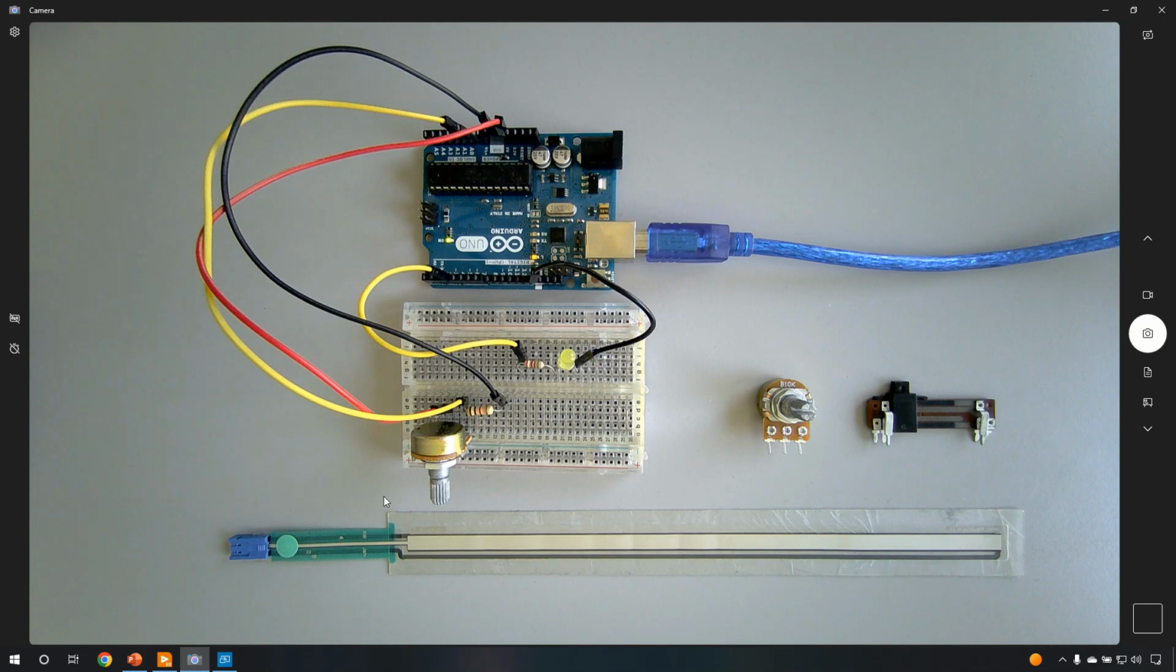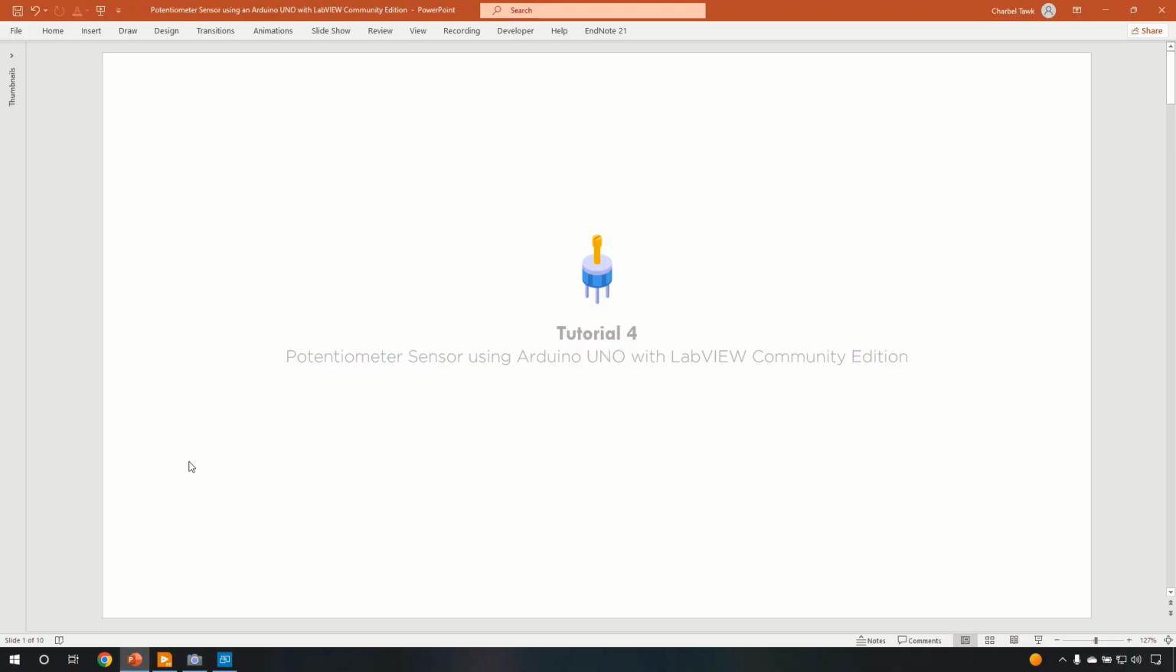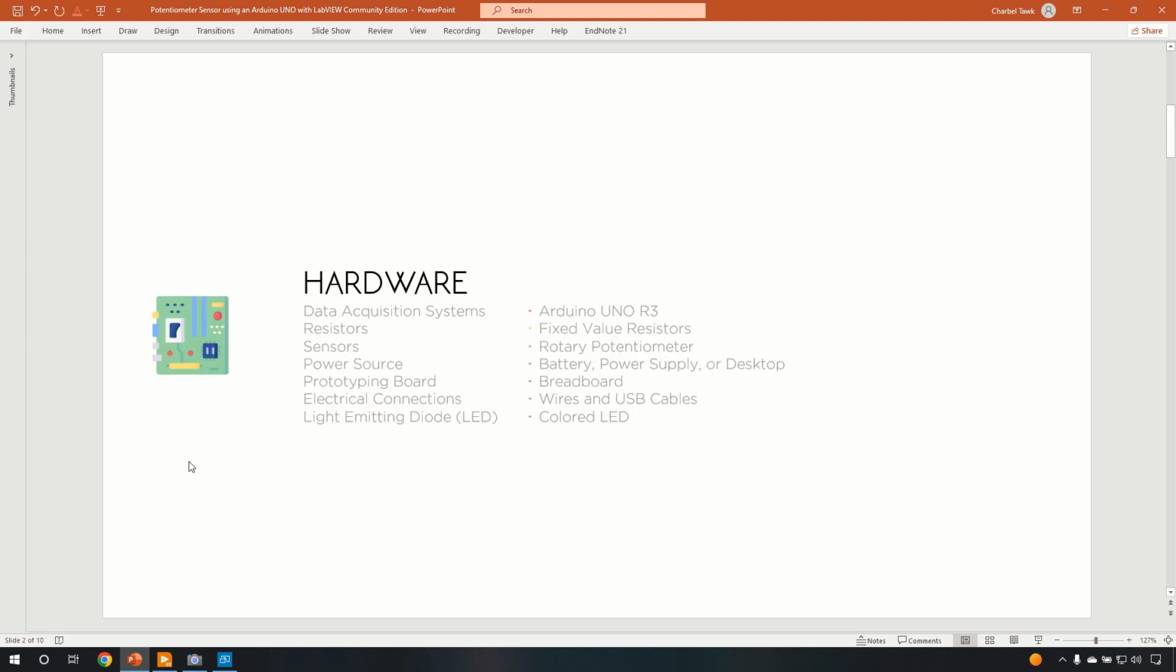So let us go ahead and check what we need for this tutorial in terms of hardware. So as usual, we need an Arduino UNO R3, some fixed value resistors, specifically a 1 kilo ohm resistor. We need a rotary potentiometer. Here we have a 10 kilo ohm rotary potentiometer. We need a power supply, a breadboard on which we will assemble our circuit, some electric wires, along with a USB cable to connect our Arduino UNO to the PC or laptop, and finally some colored LEDs.